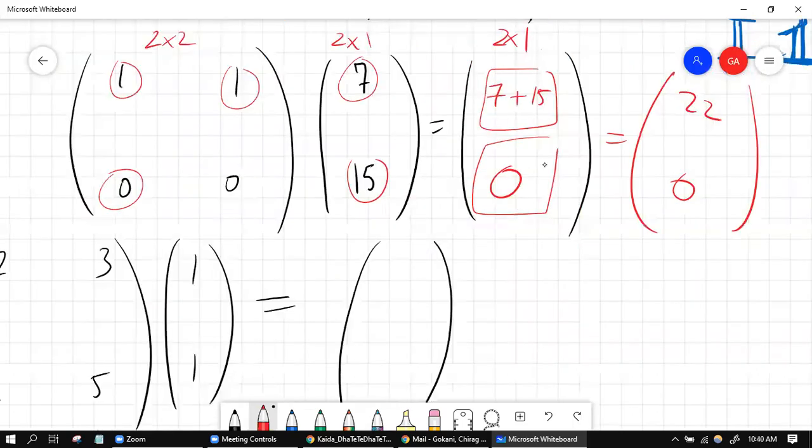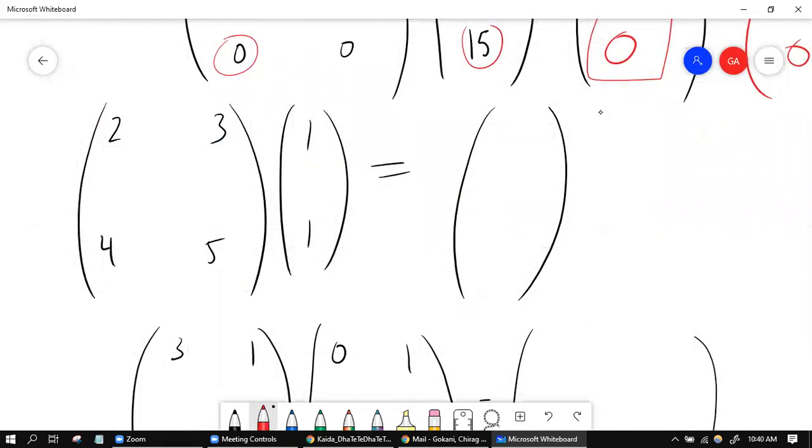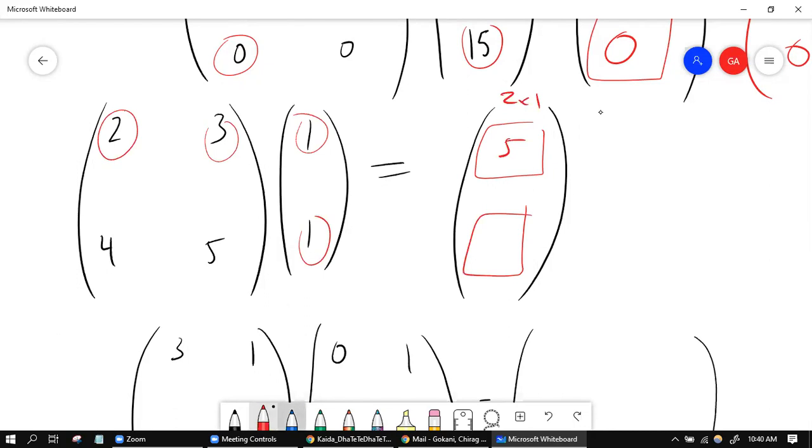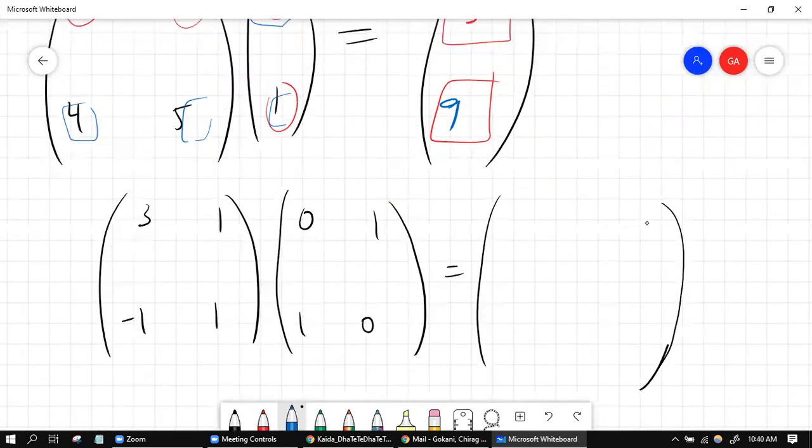Okay, now I want someone to do this one without my help. Just tell me what the answer should be. Do exactly what I just did. What are the dimensions of the solution? 2 by 1. Very good. And what is this element equal to? 5. Okay, so you did 2 times 1 plus 3 times 1, and you indeed get 2 plus 3, which is 5. What is this bottom element? 9. Yes, 4 times 1 plus 5 times 1. That's 4 plus 5, which is 9. Very good.